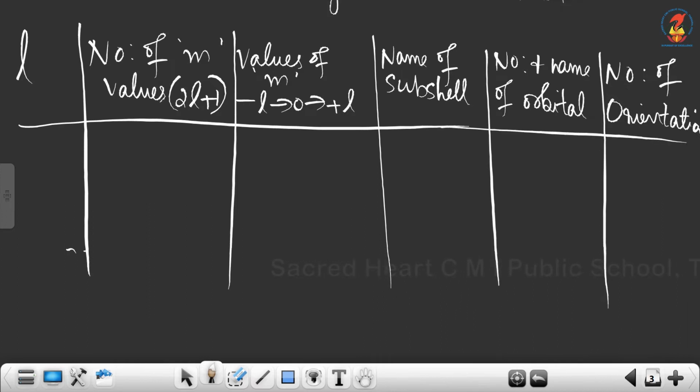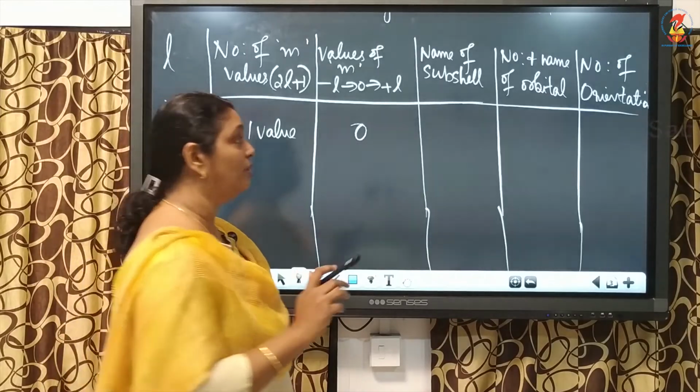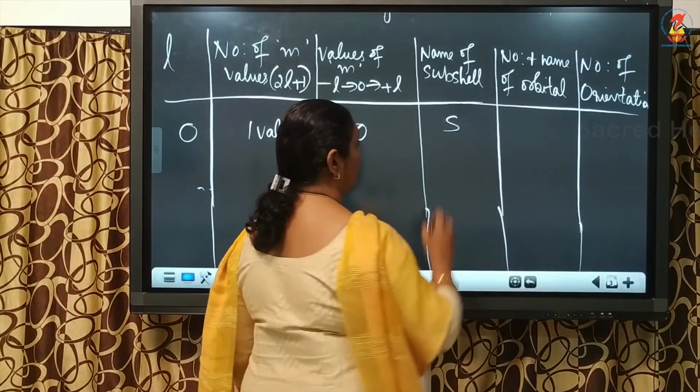From the L value you can write the M values, the number of M values. Then you have the name of the subshell, the number and name of the orbital, and the number of orientations. So L value begins from L is equal to 0. How many values can M have? Only one value, and that value is 0. The name of the subshell is given from the L value. L is equal to 0 is the S subshell.